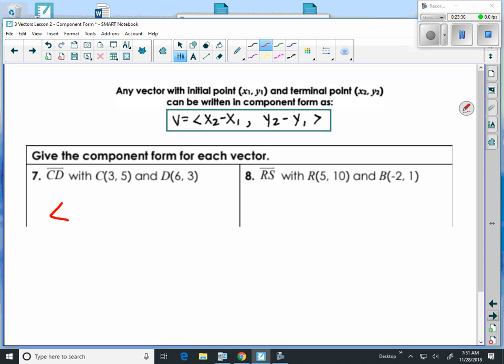So the first thing we do is we take the x's. 6 minus 3. Then we do the y's. 3 minus 5. Now, let me ask you. If you did x1 minus x2 instead, say you did 3 minus 6, is 3 minus 6 the same thing as 6 minus 3? No. So you have to make sure you do the second x value first. Same thing with the y's. So here for our component form, 6 minus 3 is 3, 3 minus 5 is negative 2. There's your component form.